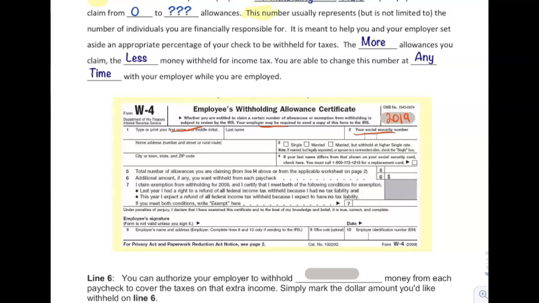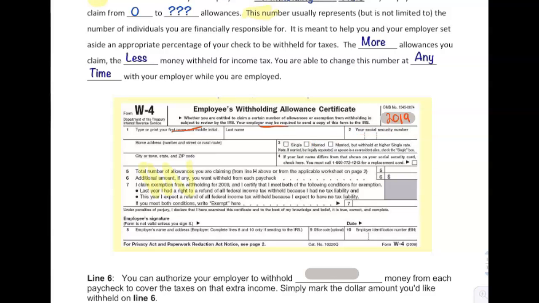Don't ever write that unless you absolutely have to. Don't give it out over the phone or on the internet unless you have to. Always question who's asking for your social security number. Anyway, and then here's that single, married, and at a higher rate choice that we talked about.